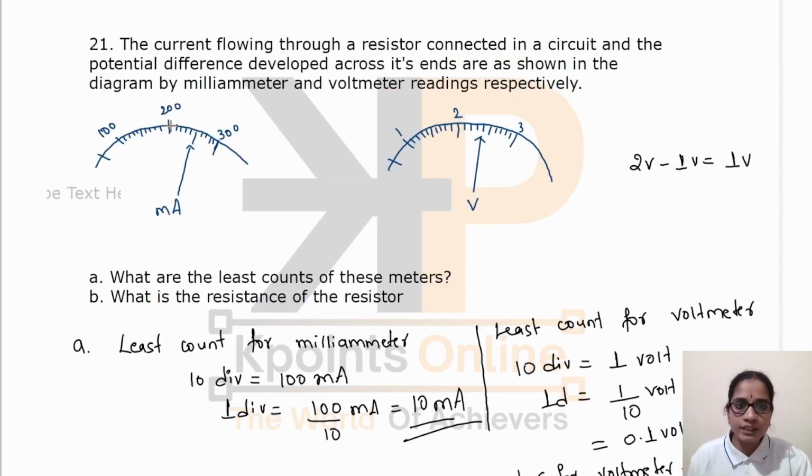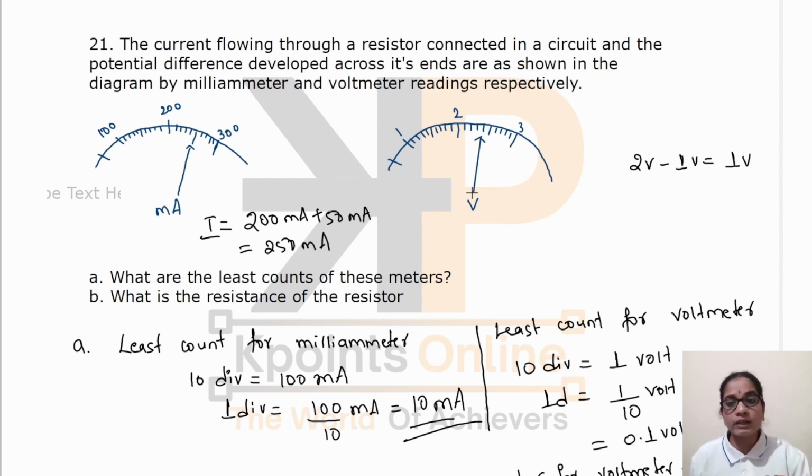See here, up to here the current is 200 milliampere, and after this there are 5 divisions here. 1, 2, 3, 4, 5, which means 200 milliampere plus 50 milliampere. Why 50? Because one division is equal to 10 milliampere. 10 into 5 is equal to 50 milliampere. So, the current I is equal to 200 milliampere plus 50 milliampere is equal to 250 milliampere.